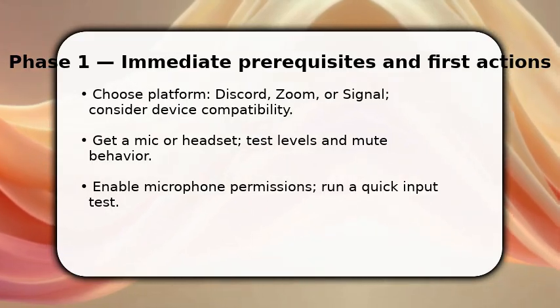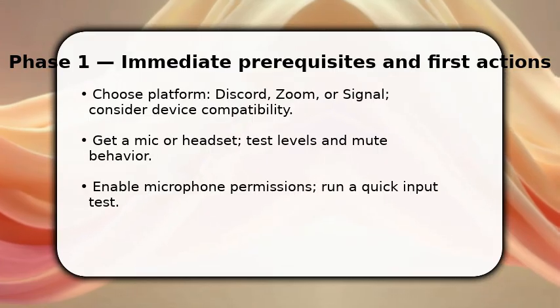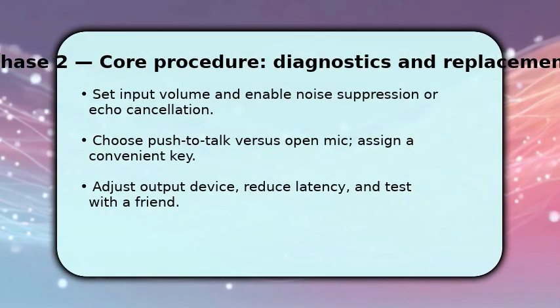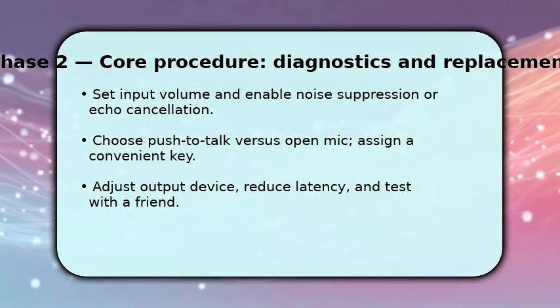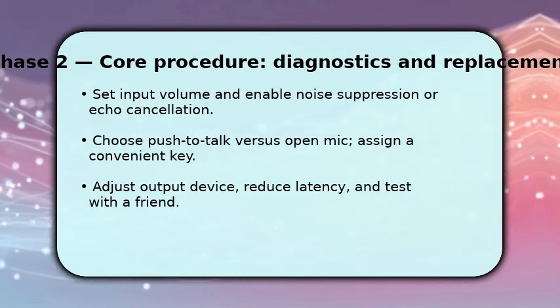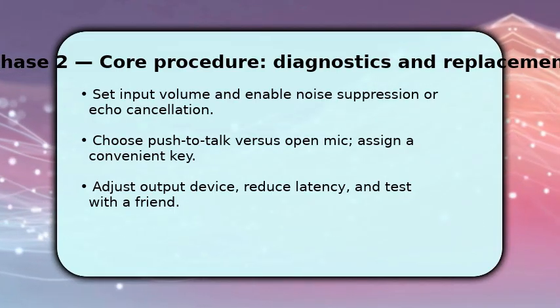Make sure to toggle any hardware mute switches and note where push-to-talk lives, so you won't be surprised during the first call. You now tune settings for clarity and stability. In the app, reduce input gain to avoid clipping and enable noise suppression or echo cancellation to cut background sound.